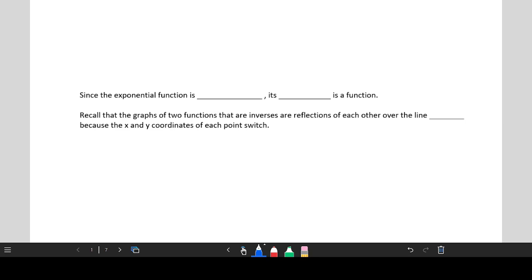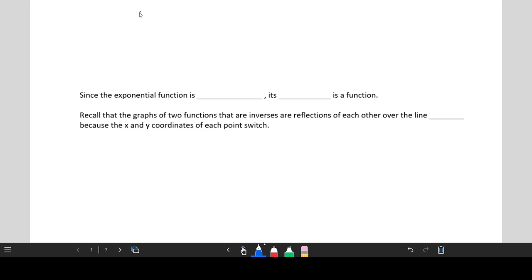In this video, we're going to discuss the inverse function of the exponential function. So let's revisit and recall what we've discussed about inverse functions. First of all, not every function has an inverse function, and it only has one if it's one-to-one, which means that each y value is only given by one x value.